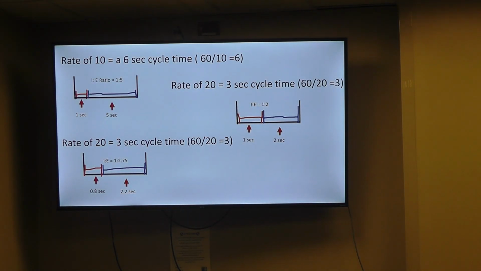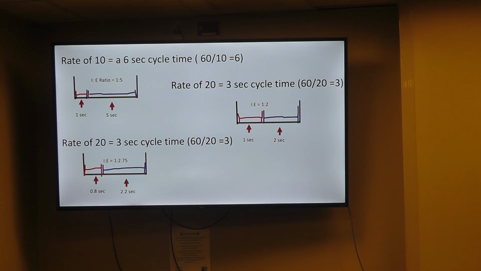So we'll take our really crude example here, right? My really shitty drawings. At a rate of 10, our cycle time is 6 seconds, right? 60 seconds divided by 10 gives us a 6 second cycle time, okay? If my I time is 1 second, my I:E ratio is 1 to 5. So I have 5 seconds to exhale, I have 1 second for inhalation. Now you double that rate, and we cut our cycle time in half down to 3 seconds, but we leave our I time the same, our I:E ratio shrinks down to 1 to 2.